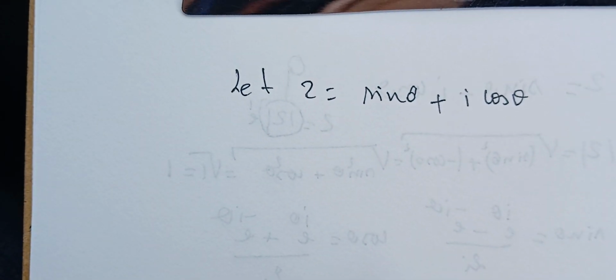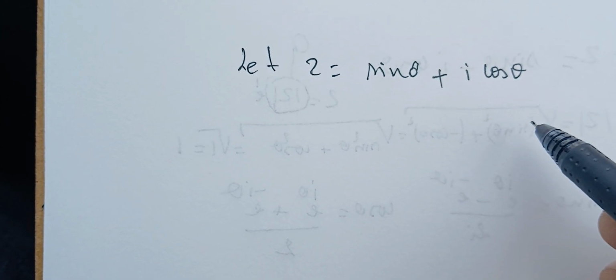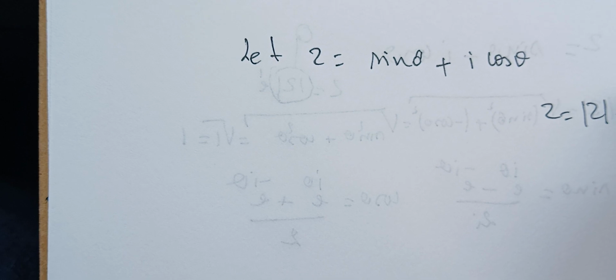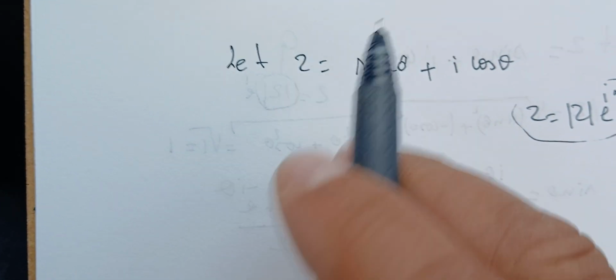Now let's write this one. Let z = sine theta plus i cosine theta in exponential form. So we know that to write z in exponential form, we have to write z as the norm of z times e to some angle alpha. That's the argument of this complex number.